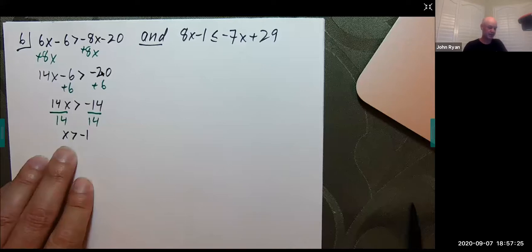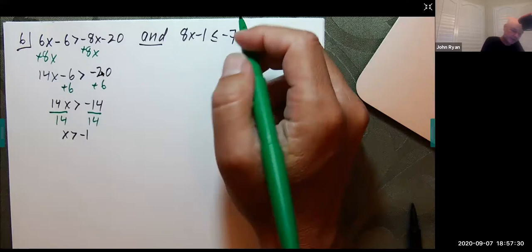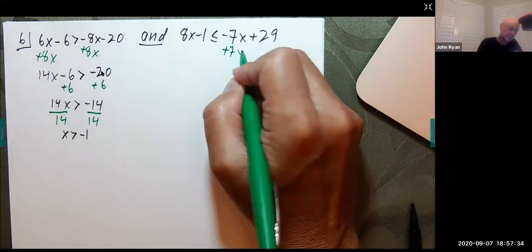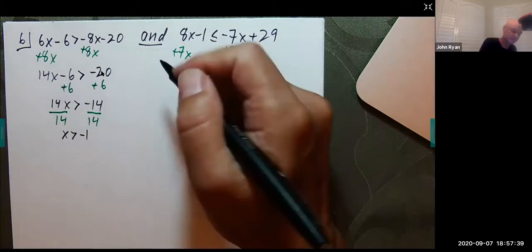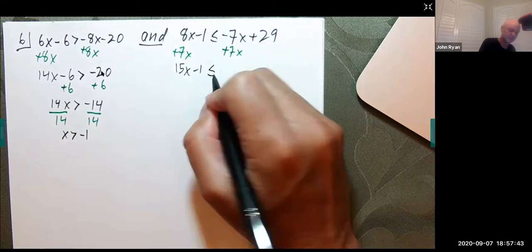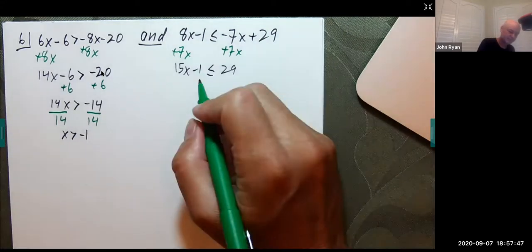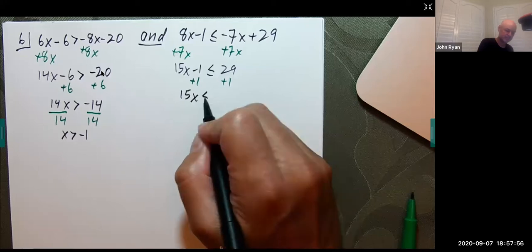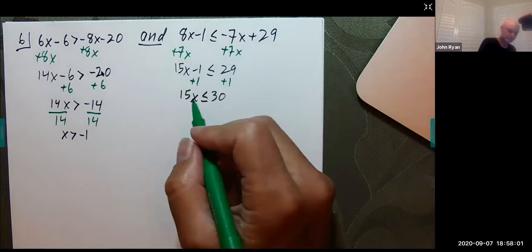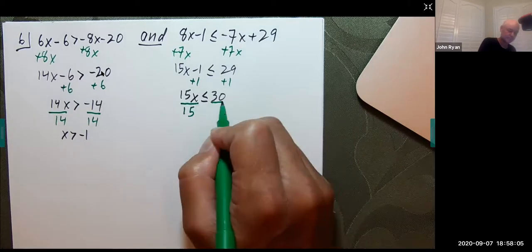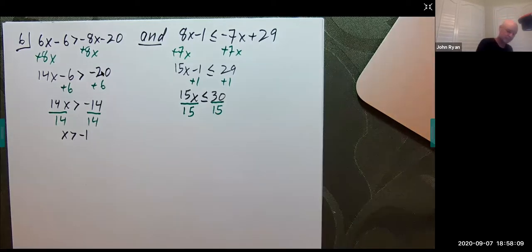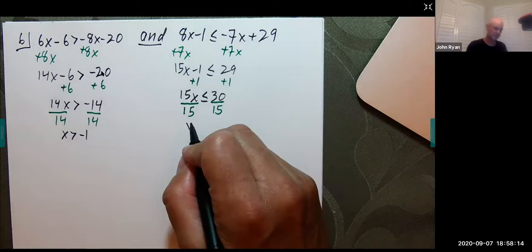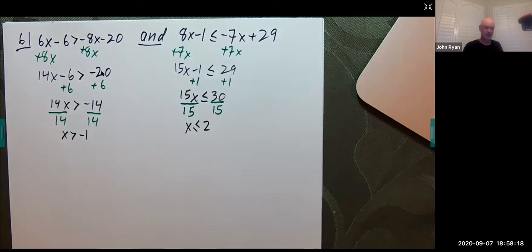So x is bigger than negative 1, and now I'm going to solve this linear inequality. Adding 1 to get rid of that. Notice again, I'm dividing by a positive 15, so the direction of the inequality is not changing. Now, they want both a graph of this. Remember, this is all and. They also want the interval notation.